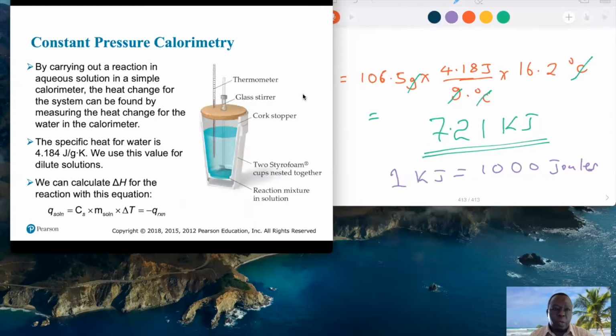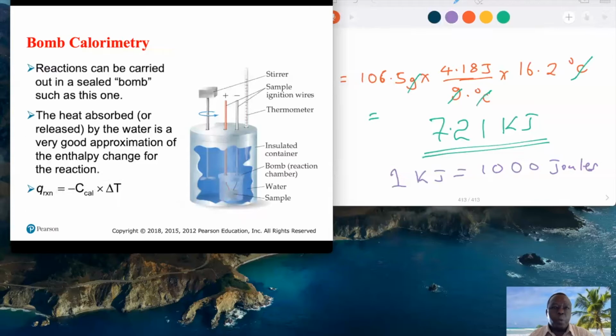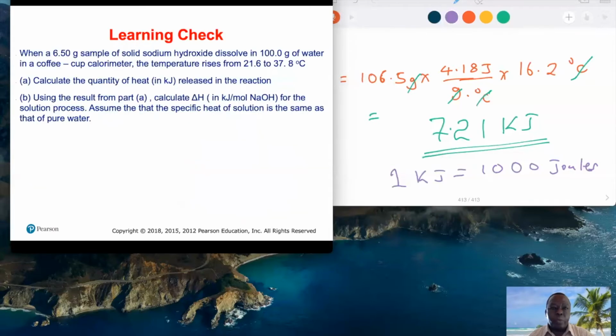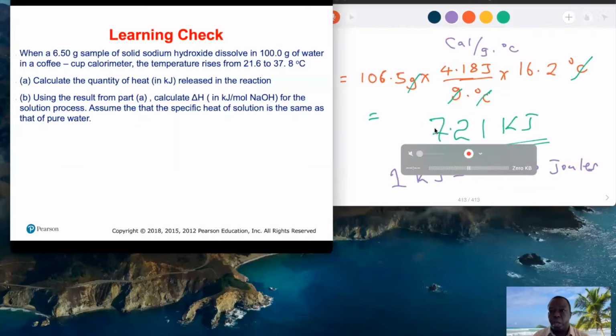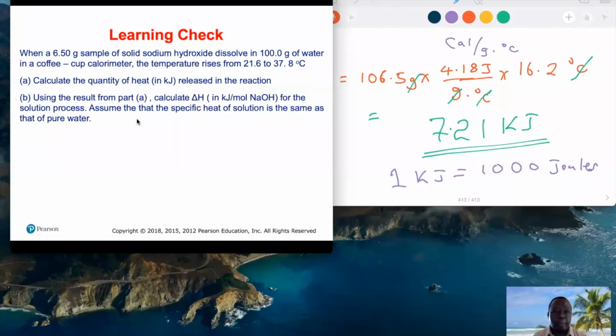So that is where the 4.1 came from. And sometimes the specific heats are given in calories per gram times degrees Celsius. You have to look at the units given. It doesn't really matter, you'll end up with the unit in calories, but joules is what we will have to go by.